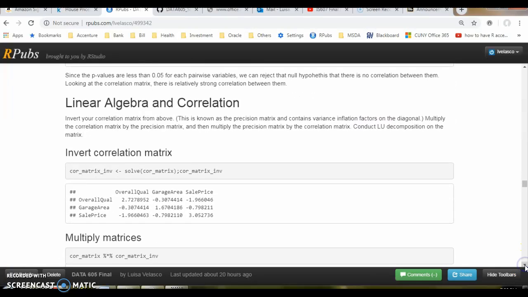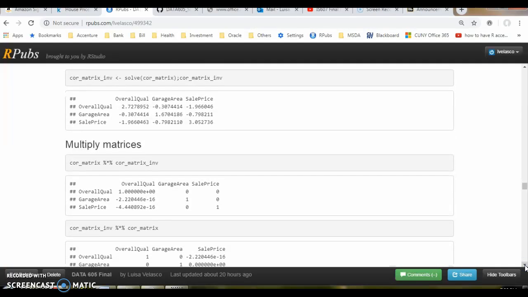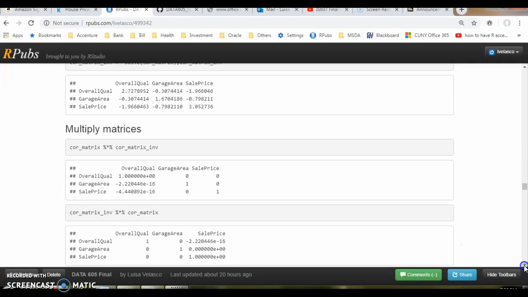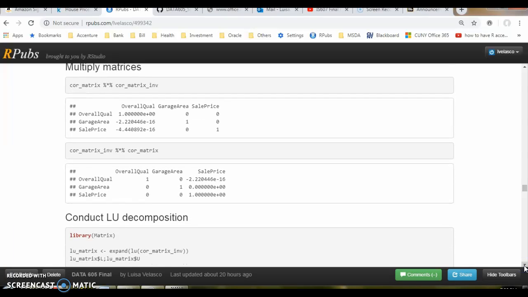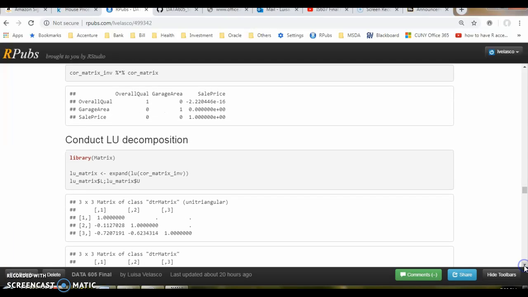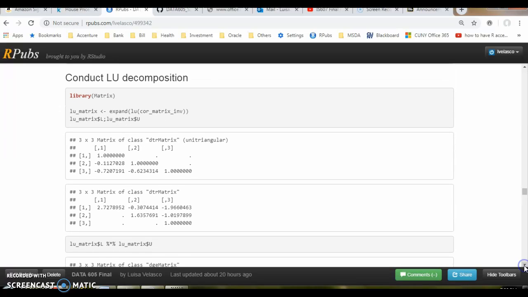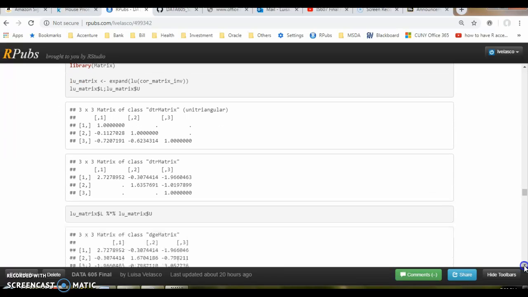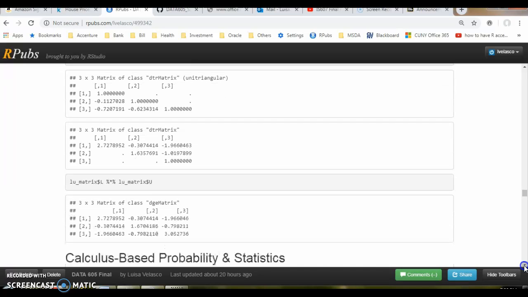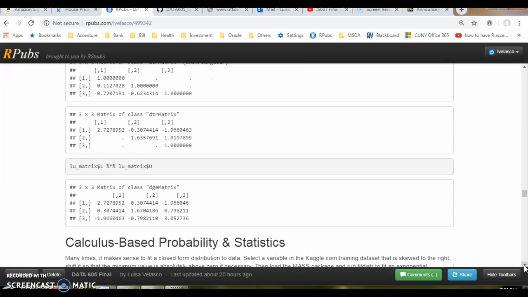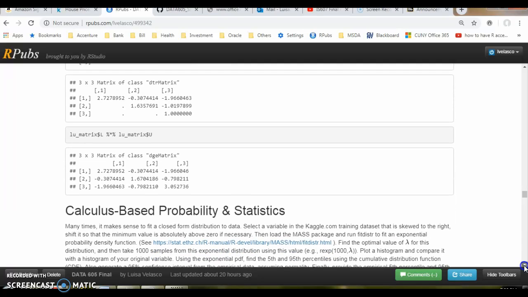For linear algebra, I have to invert this correlation matrix and then multiply the inverted matrix with the correlation matrix. I got ones on the diagonal, and I decomposed this inverted matrix into the L and U parts. When we multiply the L and U parts, we arrive back at the inverted matrix.